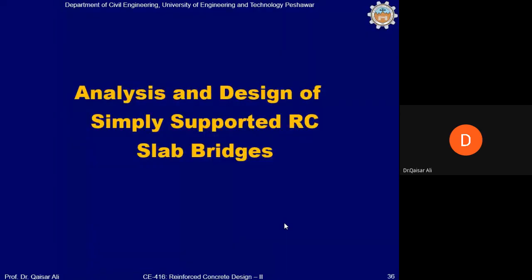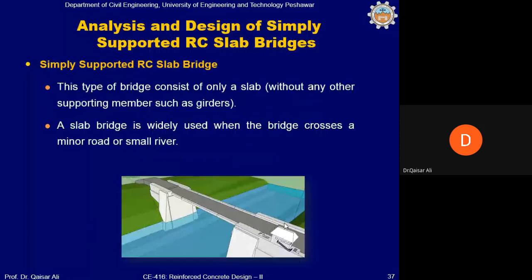Next, we will only discuss the analysis and design of simply supported RC slab bridges. So instead of generic discussion, we will now be focusing on the analysis and design of simply supported RC slab bridges. A simply supported reinforced concrete slab bridge is a bridge type which consists of only a slab without any other supporting member such as girders, as shown in this figure. A slab bridge is widely used when the bridge crosses a minor road or small river.